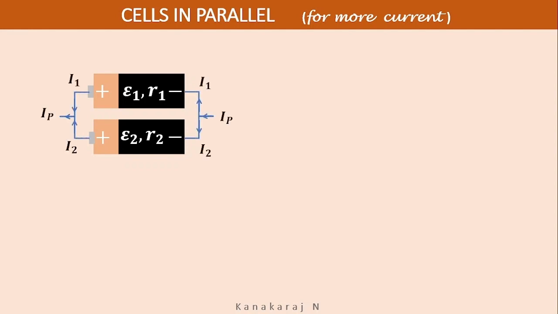Each one has a current. The first one has a current of I1. The second cell has a current of I2. The total current is IP. Now, this is the battery. The combination of 2 cells with internal resistance Rp and EMF epsilon P is given. The current is IP.